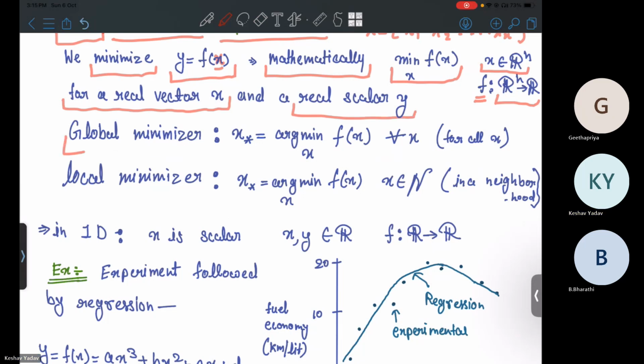Okay. Global maximum is what? Sorry, global minimum.